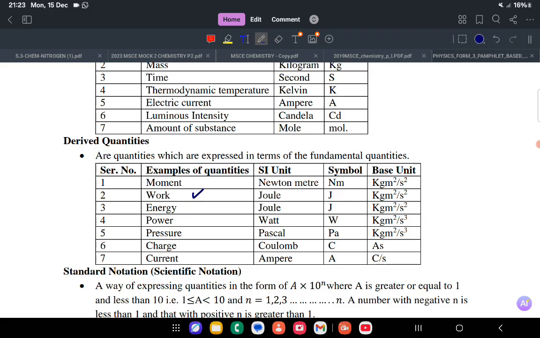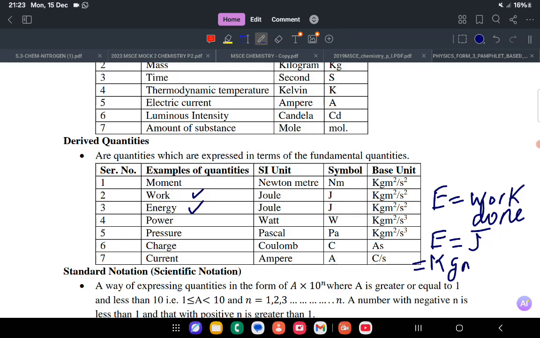Energy is also a derived quantity. And remember, energy is the ability to do work, or simply work done, which means that energy is also in joules. And we just mentioned that a joule is the same as a kilogram meter squared per second squared. All right, so these are things that you must know. Derived quantities.